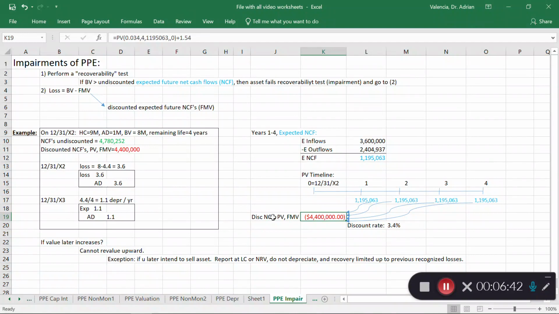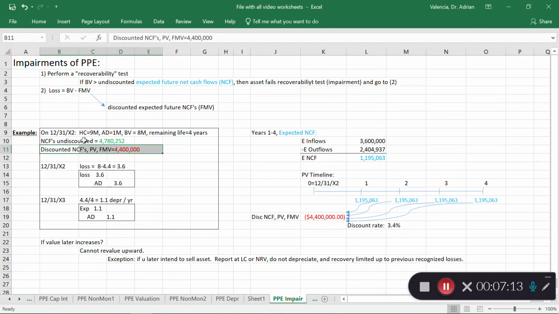But if you're curious, I did the present value. Here's the formula: the present value at 3.4% for 4 periods, and then these are the expected cash inflows. And when I do that, I get a little bit more than 4.4 million. That's why I do this. Don't worry about this $1.54. I just wanted the numbers to be easy for us. But when I get the present value, I get 4.4 million. And that's what this fair market value here is, this present value of all future cash flows.